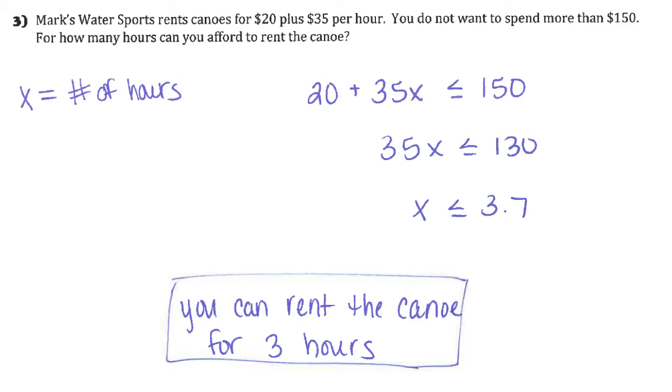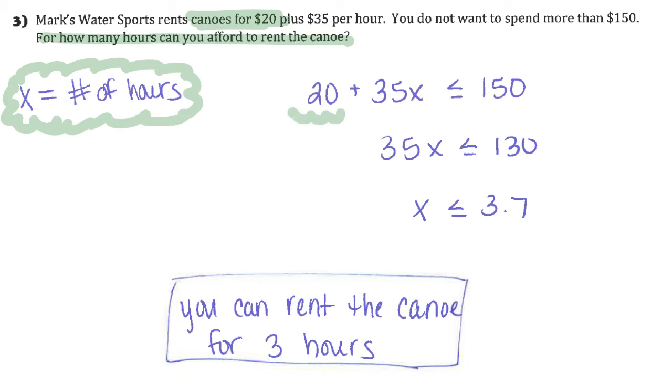All right, question 3 is talking about renting a canoe, and it says how many hours can you afford to rent that canoe? So I'm going to start with x being number of hours. Okay, so we're going to get started with defining a variable. I hope you did that as well. And when we go to our inequality, it looks like we are renting canoes for $20. So I'm starting off with that $20 fee. And then plus, so I'm going to add on, it says $35 per hour. So that's 35 times x.